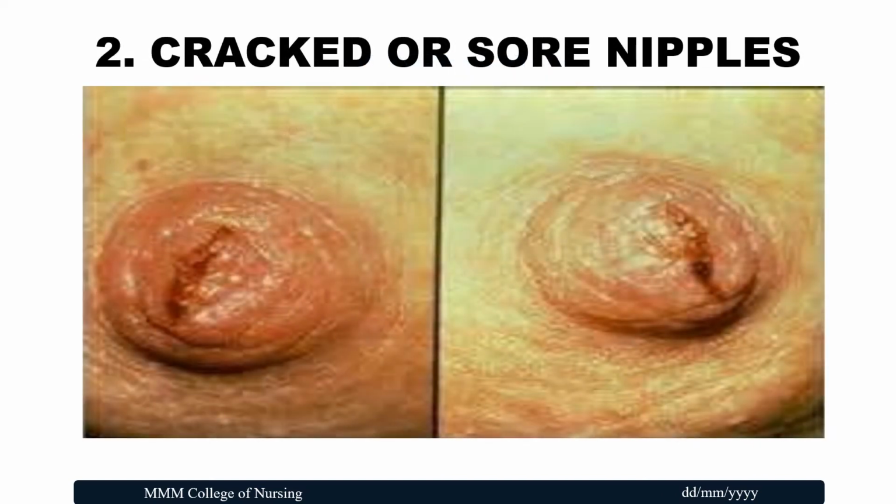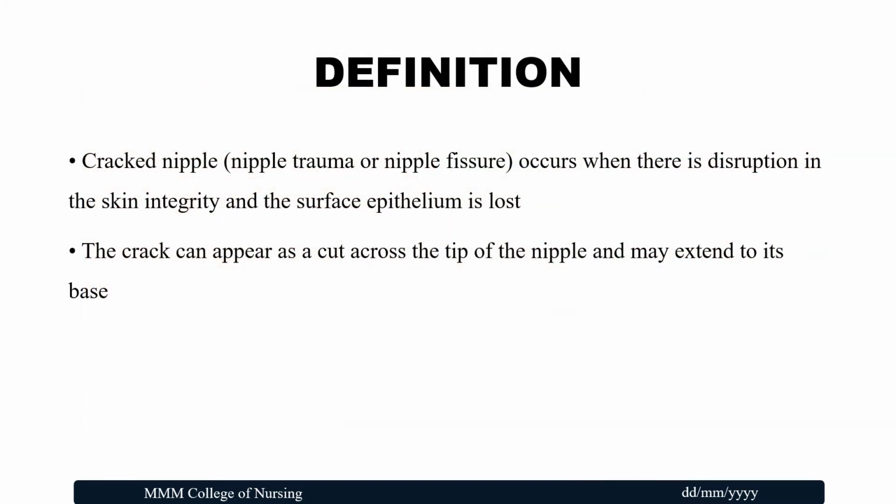The second complication is cracked or sore nipple. By looking at this picture, you can see how it is. What is the definition of cracked nipple? A cracked nipple is a nipple trauma or nipple fissure. It occurs when there is a disruption in the skin integrity and the surface of the epithelium is lost. This crack can appear as a cut across the tip of the nipple and may extend to its base. So this is the definition.